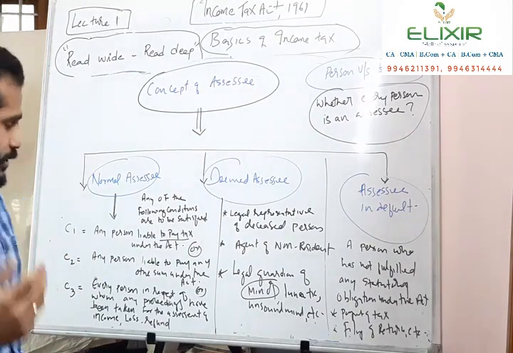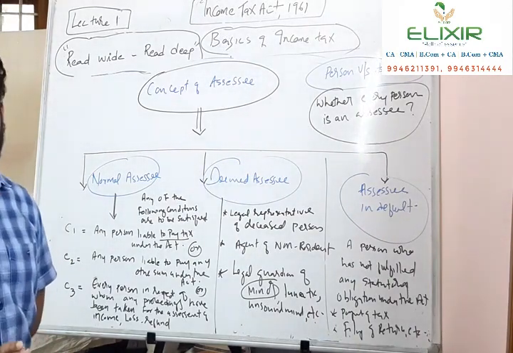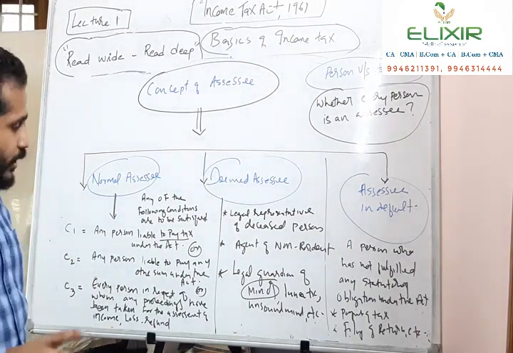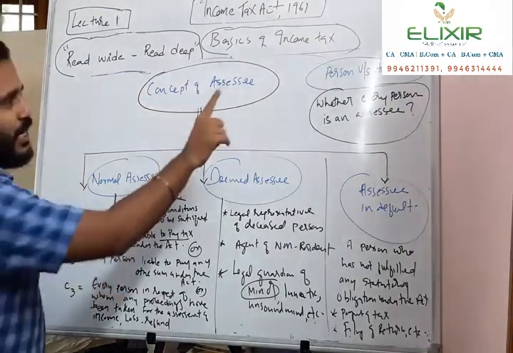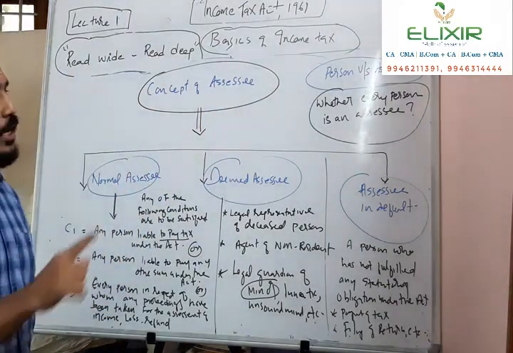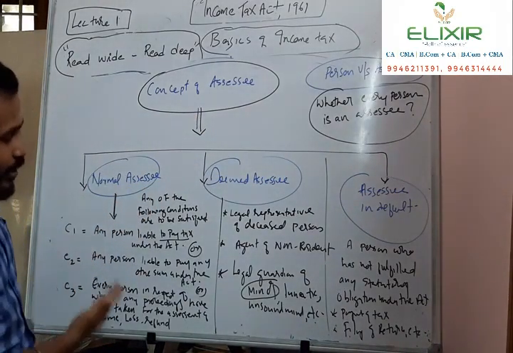Say 30%. So if the firm earns profit from business, then the firm is liable to pay tax. In that case, the firm becomes an assessee. The firm is a person and an assessee. Then, moving to the third condition.